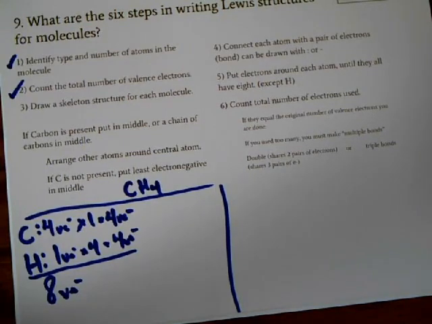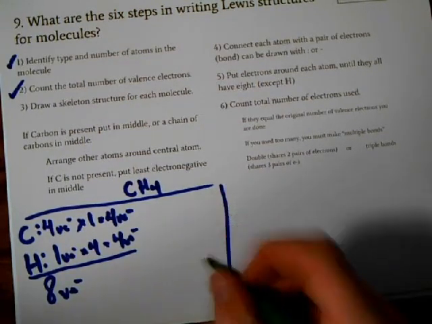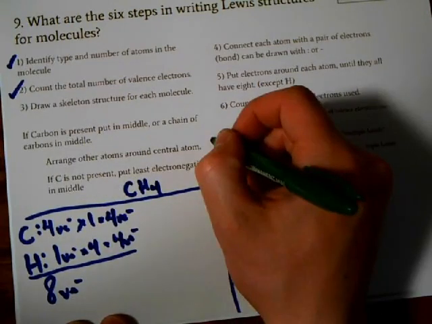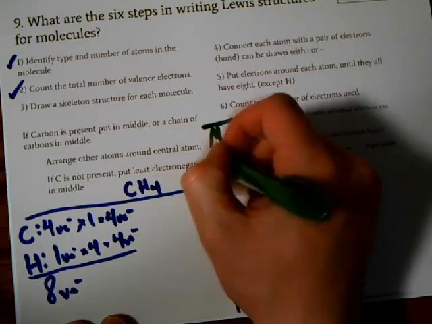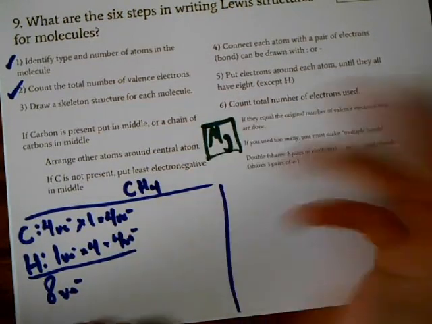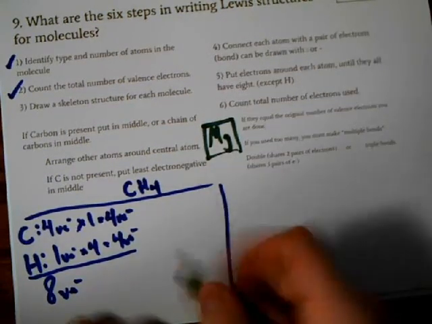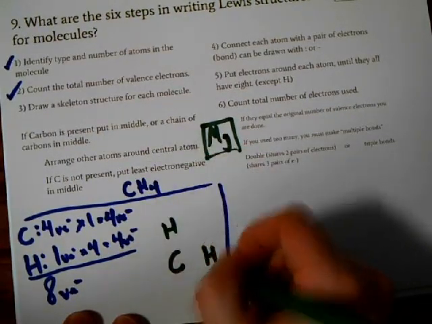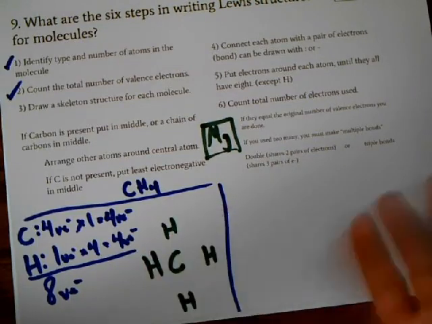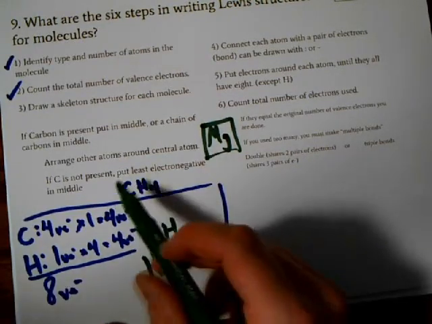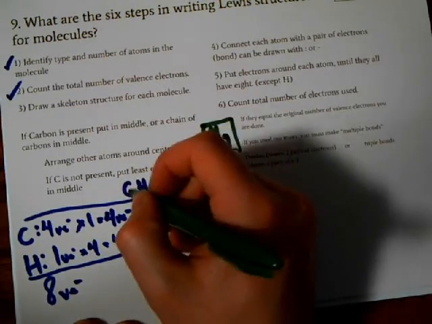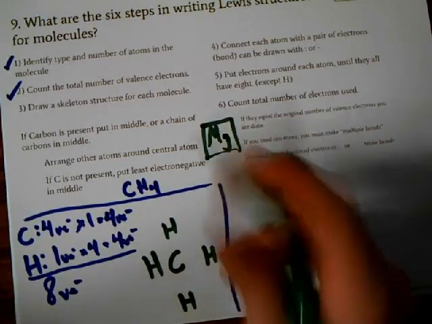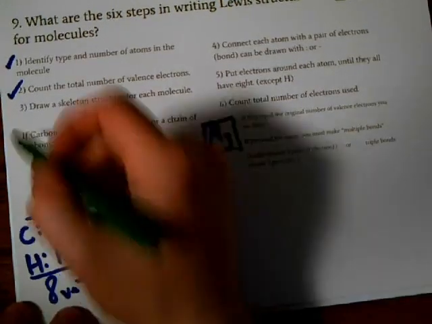Step 3 is draw a skeleton structure for each molecule. My skeleton structures are supposed to be dependent on, similar to our last one, if I had magnesium, we have a square, we can fit 4 elements, 1 on each side of the square. If carbon is present, I'm going to put carbon in the middle, so that means I'm going to arrange all of the other atoms around the central atom. Kind of make its own little box, 1 on each side. If I don't have carbon, then I'm going to use the one that I either have the least number of, in this case I only have 1 carbon, so that would stay in the middle, or find the one that has the smallest electronegativity and do the same. So that step is done.